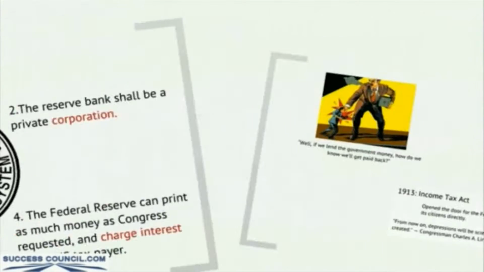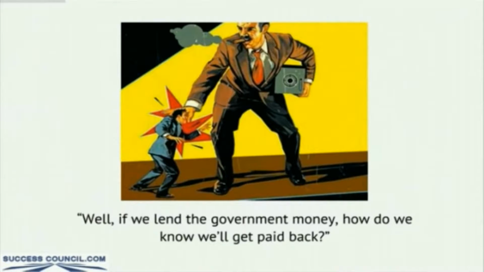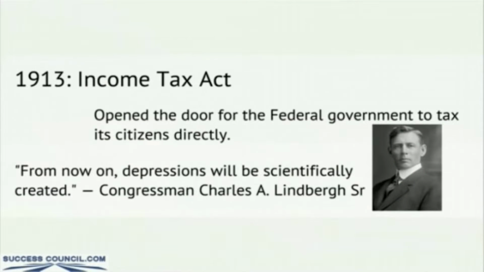But the bankers were not happy with that. They said, well, if we lend the government money, how do we know we'll get paid back? You see, there was no income tax then. The U.S. government could not just raise taxes at will like we've grown used to now. So in that same year, 1913, the Income Tax Act passed, opening the door for the federal government to tax its citizens directly and be able to steal their wealth and give it to the international bankers in interest payments.